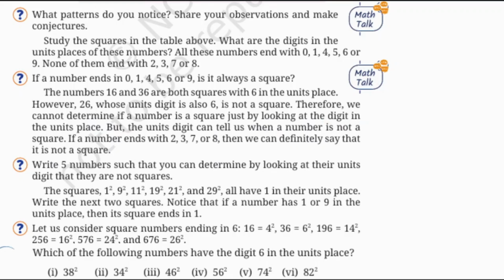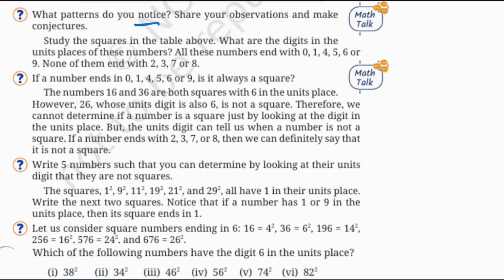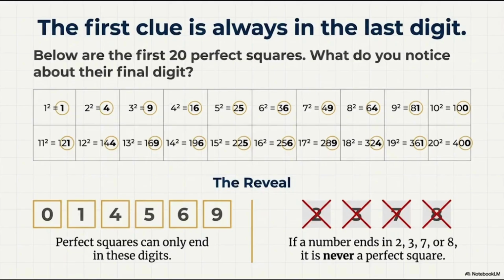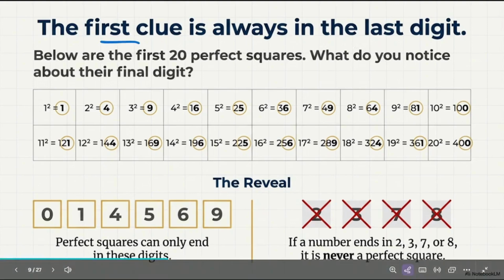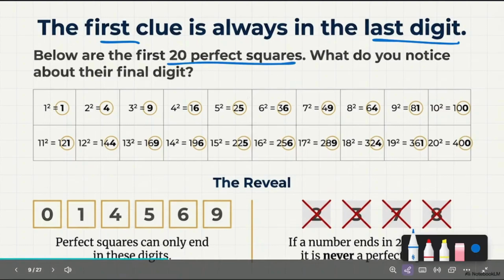So, what pattern do you notice? Just now you have seen we have written the squares. What pattern do you notice? Share your observations and make conjectures. Okay, so let's see what pattern we observe here. The first clue which was given is always the last digit. Now here you can see, as we wrote the first 20 perfect squares.